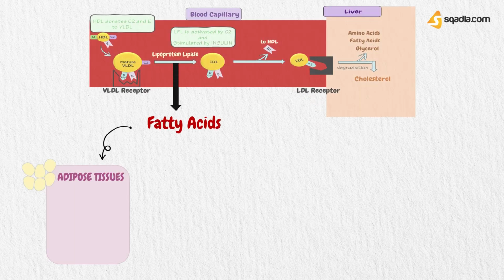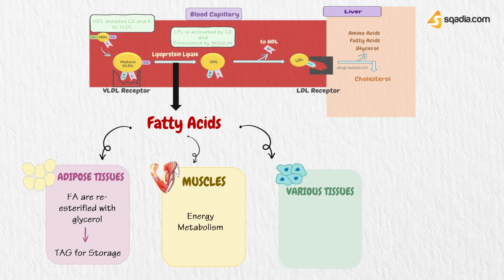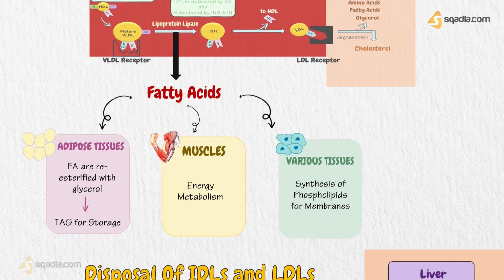In adipose tissue, the fatty acids are reesterified with glycerol, reforming TAG for storage. Next, in muscle, the fatty acids can be used for energy metabolism. Next, in various tissues, the fatty acids and glycerol are synthesized to phospholipids for incorporation into cell membranes.